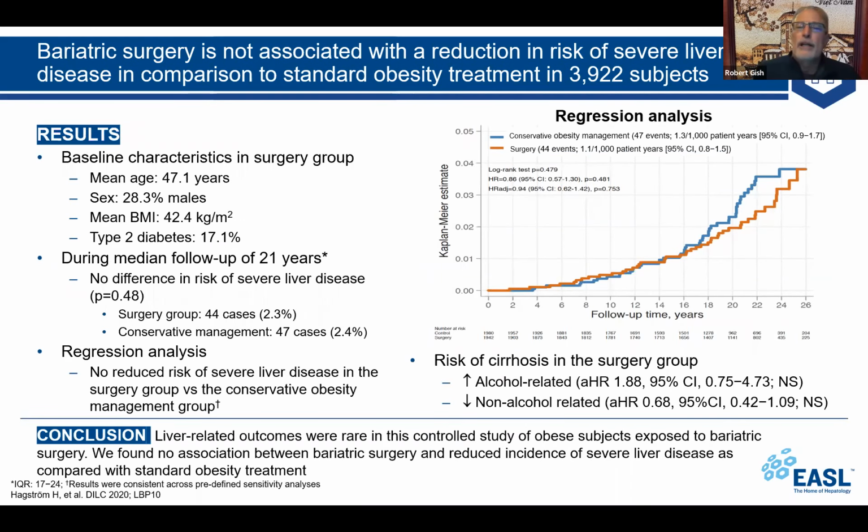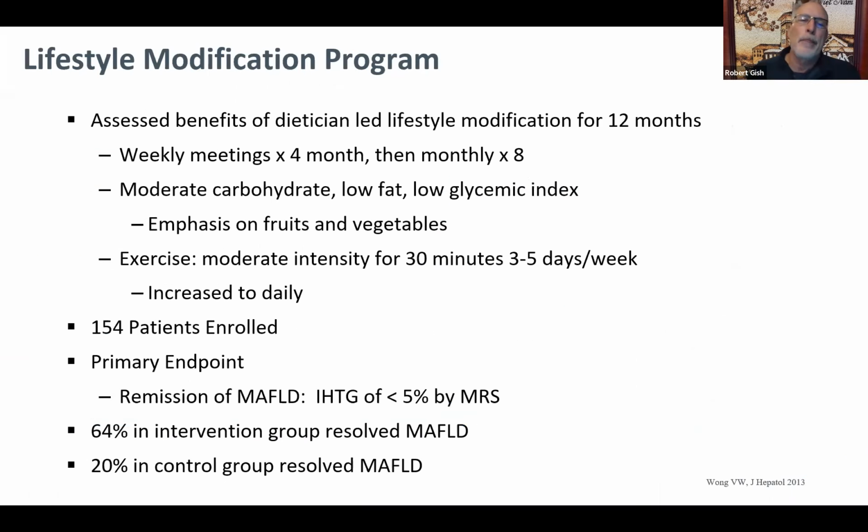This just shows you the regression analysis. Blue is conservative management, surgery in red. So when you're aggressive about your conservative management, things can get a lot better. Lifestyle modifications: weekly meetings for a while and then monthly. Moderate to low carb, low fat, low glycemic index, fruits and vegetables, moderate intensity workout daily or an hour every other day, Monday, Wednesday, Friday. They did document resolution of metabolic associated fatty liver disease in 64% of the intervention group, 20% of control. So instead of paying for all these medicines, all these insurance companies should be paying for us to go to the gym with a personal trainer.